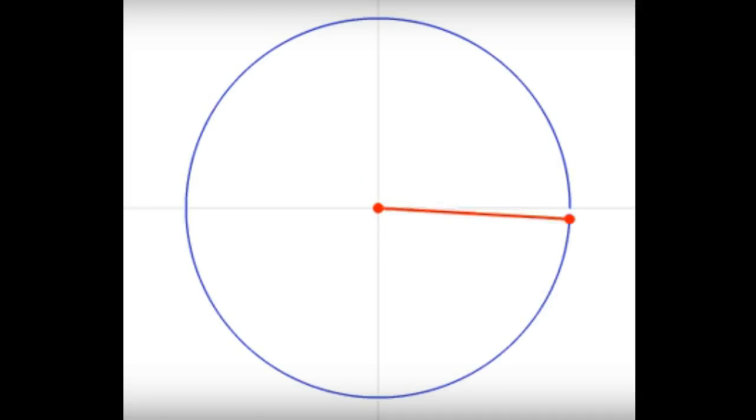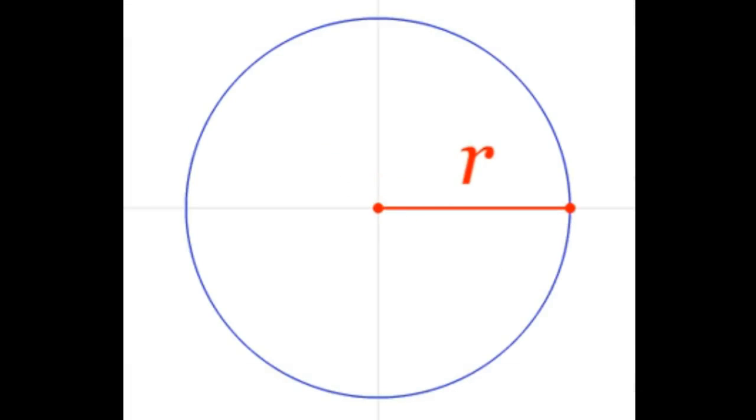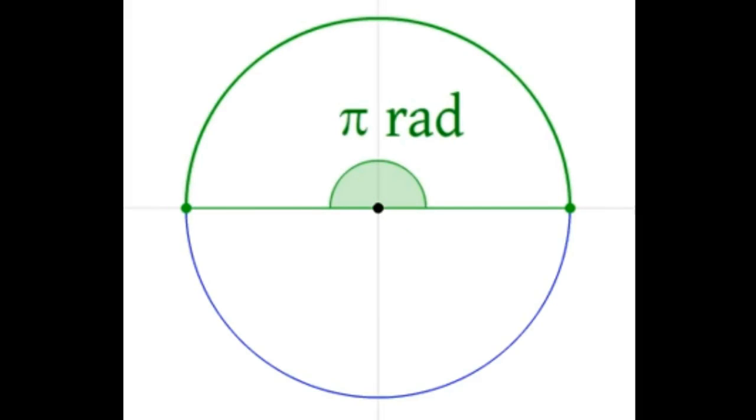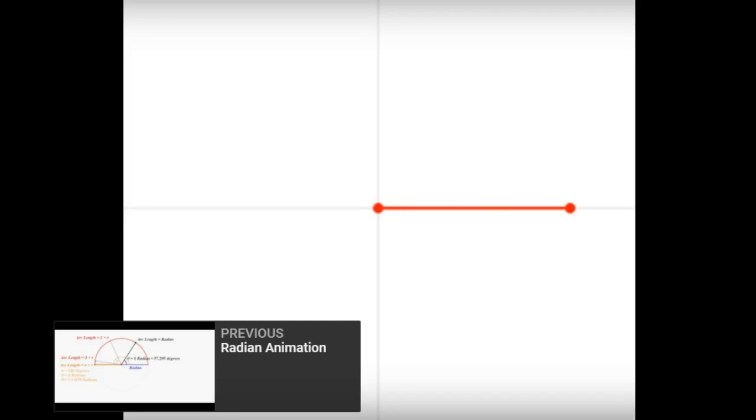Circle of radius r. We take that radius distance and wrap it around the circle. The angle formed by that radius distance is 1 radian. Since the circumference of a circle is 2 pi r, there should be 2 pi radiuses in a circle. So halfway around the circle, we would expect 1 pi radian, and around the entire circle, we would expect 2 pi radians.